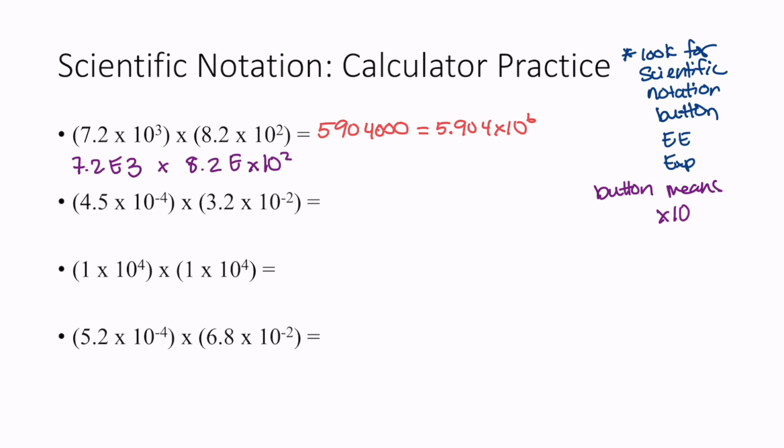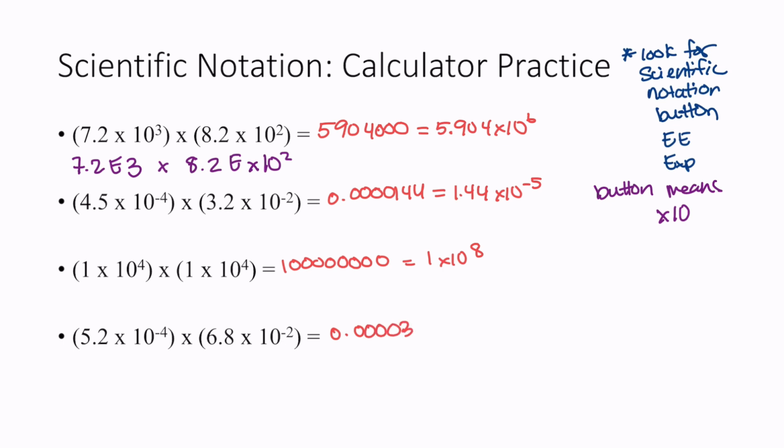So the answer for this second one is 0.0000144 or 1.44 times 10 to the negative 5. The third one is 100,000,000, which should be 1 times 10 to the 8. And then finally, for our last one, we get 0.0000354, which is equal to 3.54 times 10 to the negative 5.